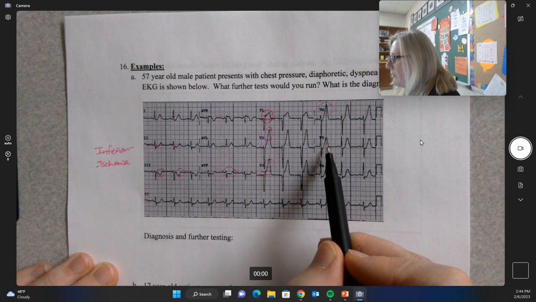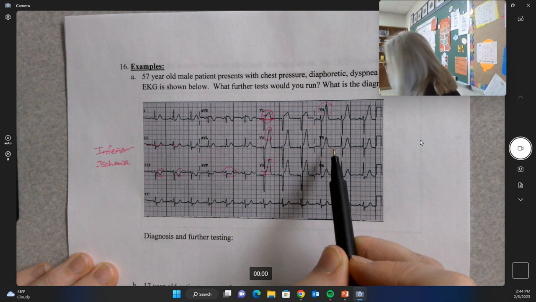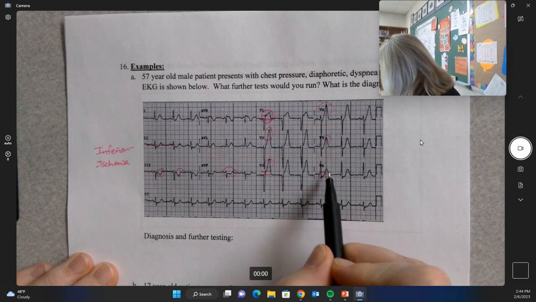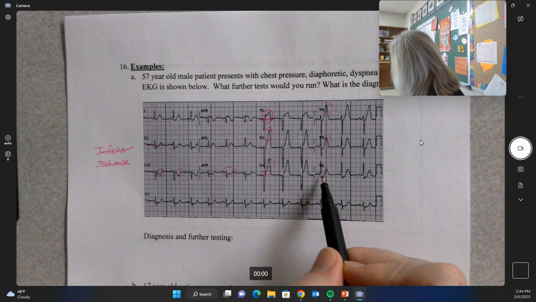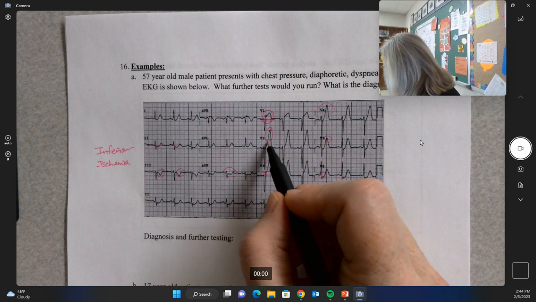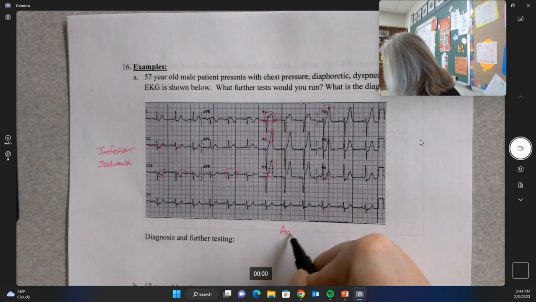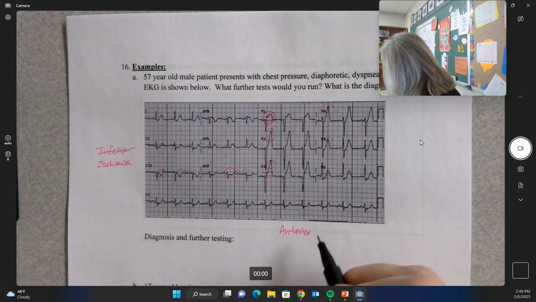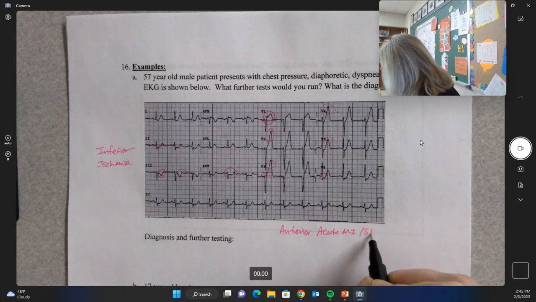And I can talk about V5 and V6 as well. Let's see. This is 2 boxes high, so that counts as a peak T, but this just has depression. So anteriorly, V1, 2, 3, and 4, anterior, we had a problem, right? This is an acute MI or STEMI.